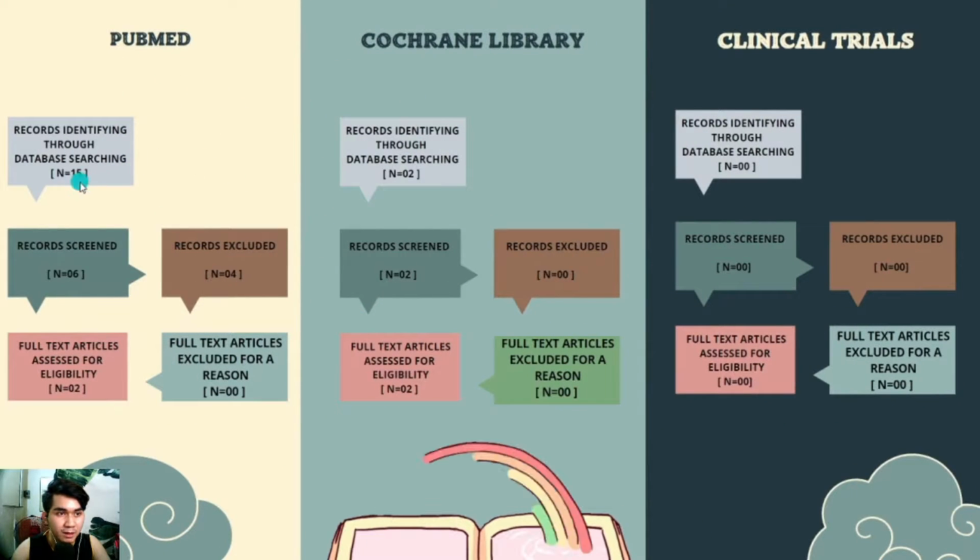So basically on PubMed, the records identified through the database are 15, which was the first search result. The records screened were 6, and the records excluded during assessment were only 4. The eligible articles that were left were only 2, which would pass into our study. Likewise with Cochrane on the same topic, but we have no results for clinical trials.